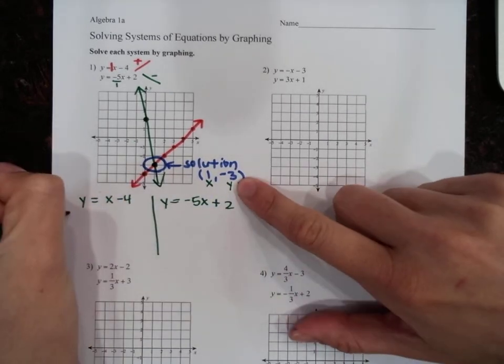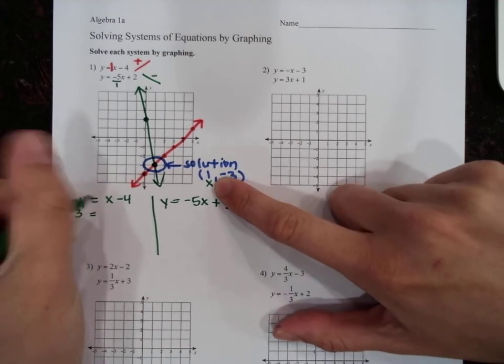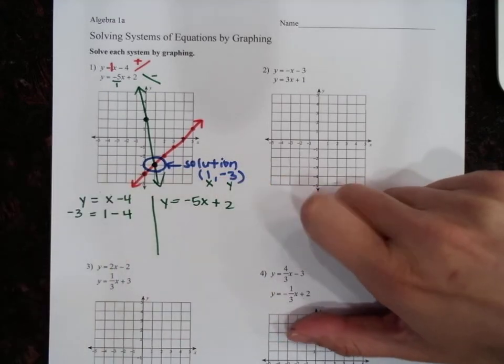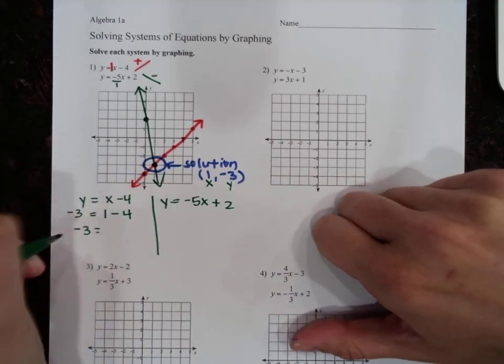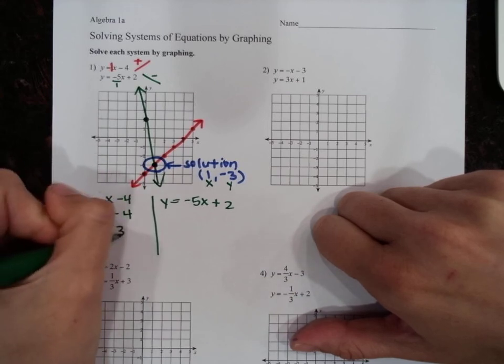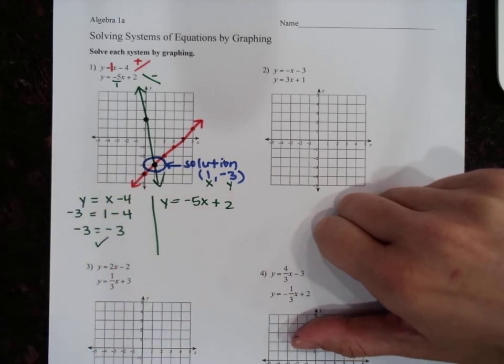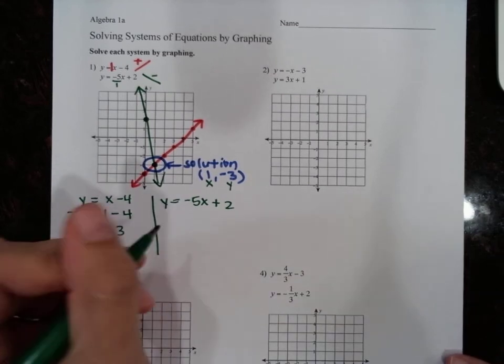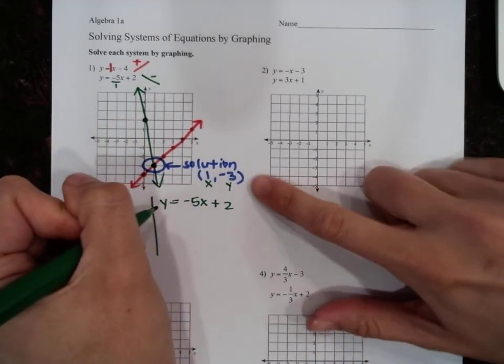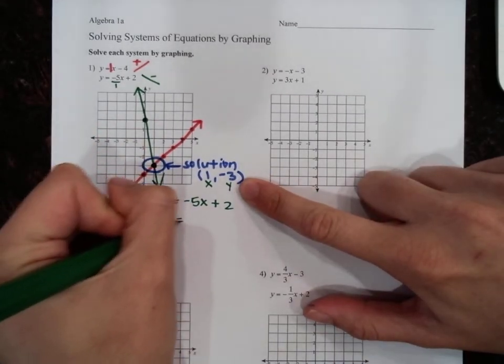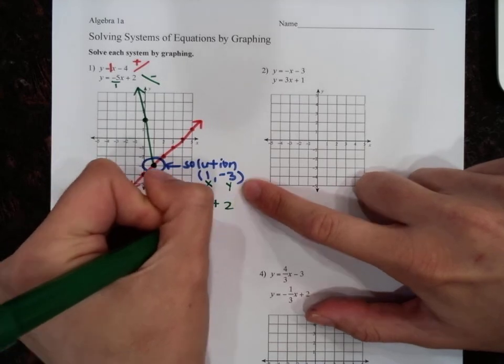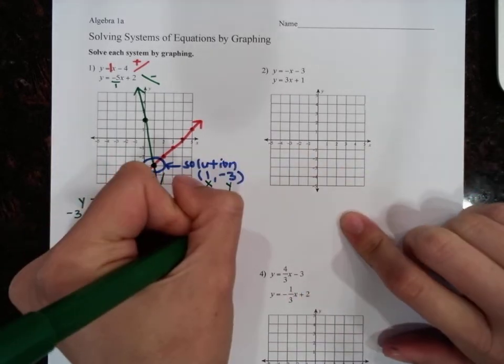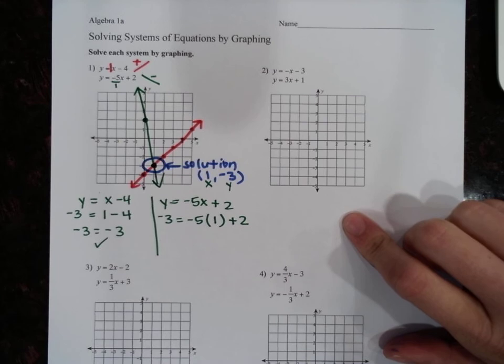So y is negative 3 equals x, which is 1, minus 4. I'm going to simplify both sides, and 1 minus 4 is negative 3. Yay! Made that equation true. Now y is negative 3 equals negative 5 times x, which is 1, plus 2.